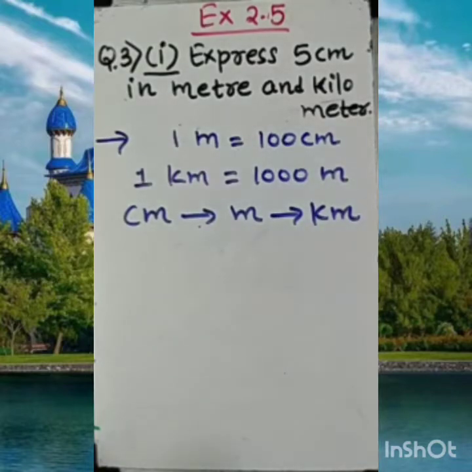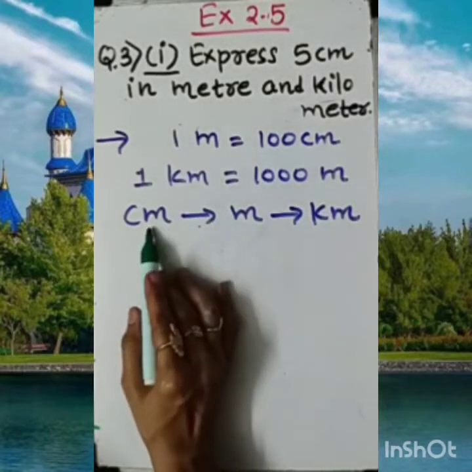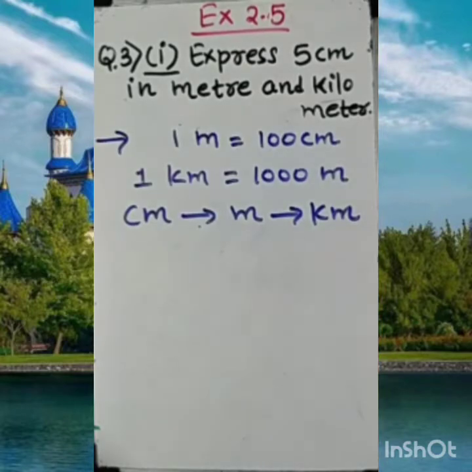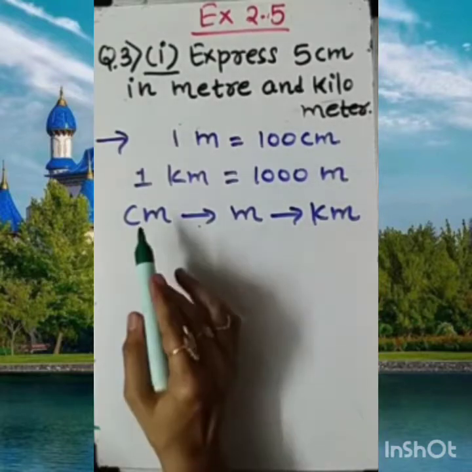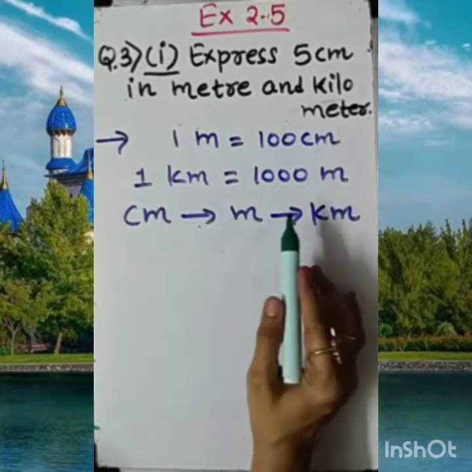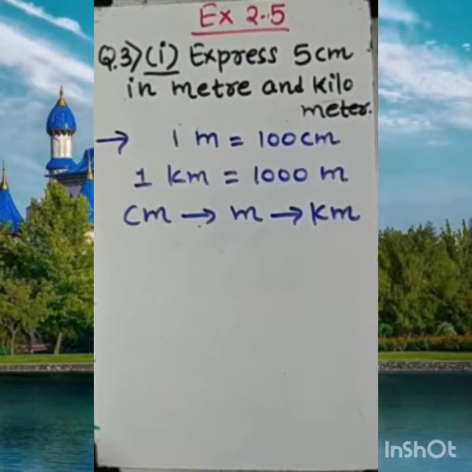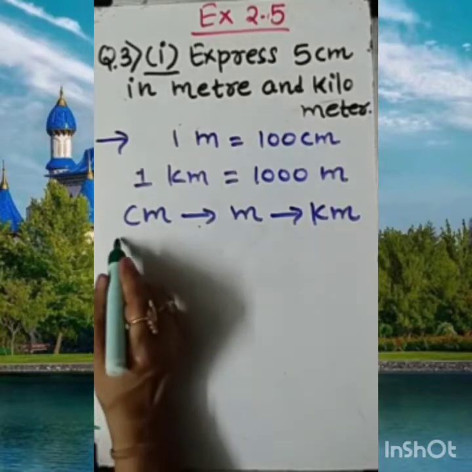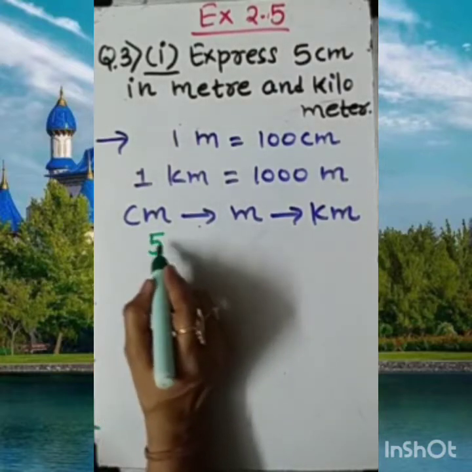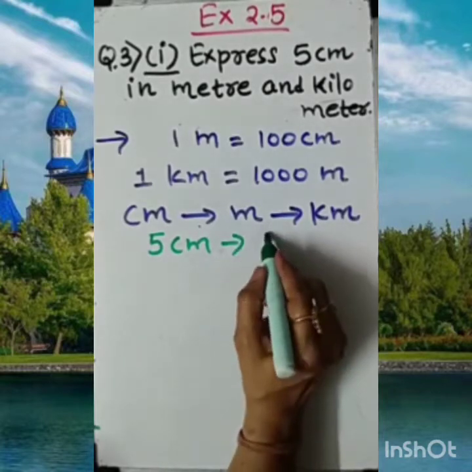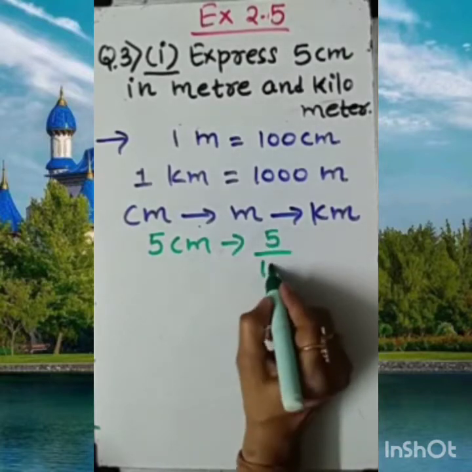So what to do? Always remember, dear student, when we convert from small unit to bigger unit, we have to divide. Please remember, when we convert small unit to bigger unit, then we need to divide. Then what to write? How to write? So let's work out upon that. First, if I convert 5 centimeter into meter, then I need to divide 5 with 100.